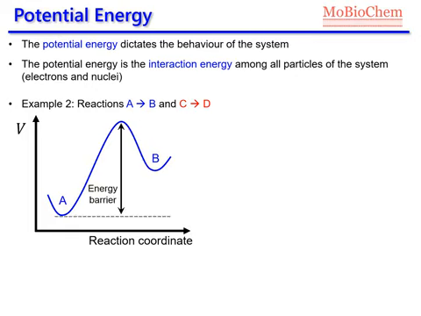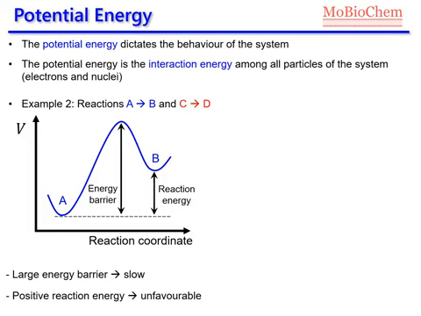So if this is the case, in this situation the energy barrier is relatively large, so our reaction will be slow, but we also have a positive reaction energy because the energy of the products is larger than the energy of the reactants. So that means the potential energy is positive, or in other words, the reaction is unfavorable from the thermodynamic point of view.